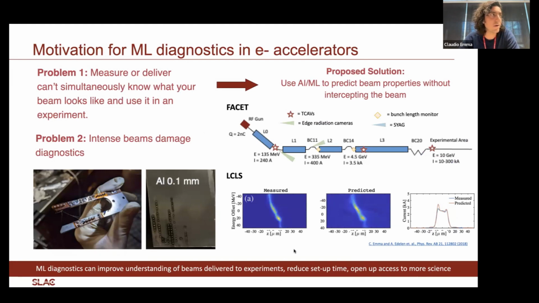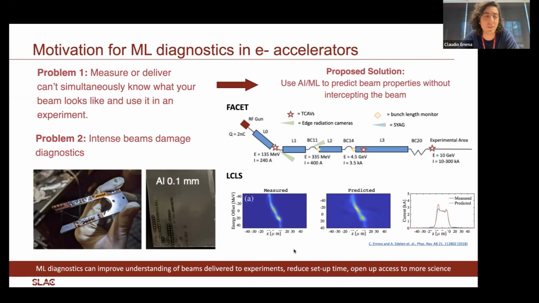To bring this down more concretely to the two example facilities that we are going to discuss today, which are FACET and the LCLS, we're dealing with, as I said, these two problems. One is that if you're using destructive diagnostics to measure your beam, you can't measure the beam by inserting a screen and simultaneously deliver that to an experiment. And so, in that sense, the virtual diagnostic provides extra data once you've trained it up.